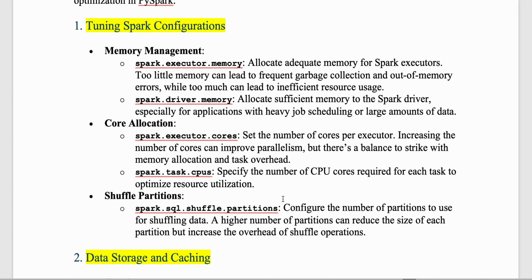So under tuning Spark configuration, first comes memory management. Under memory management we have to take care of executor memory and driver memory. In core allocation we have to take care of executor cores and task CPU. In shuffle partitions we have to give the number of partitions for balancing the data.